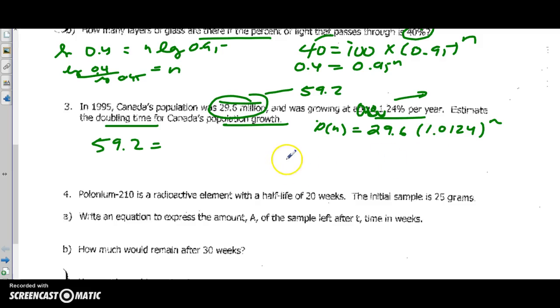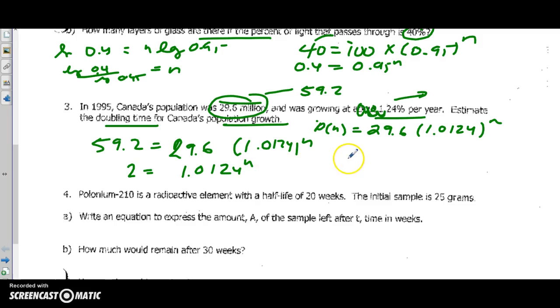And then what you're going to do is set this equal and do what we did last time: move things over and play around with it. This actually turns out to be 2 on the left, which you could have set up like that, but it doesn't matter. Take the log of each side. So eventually I'm going to have log 2 divided by log 1.0124 is equal to n. Then you throw that in a calculator and you get 56 years from now, 56.24 or so.